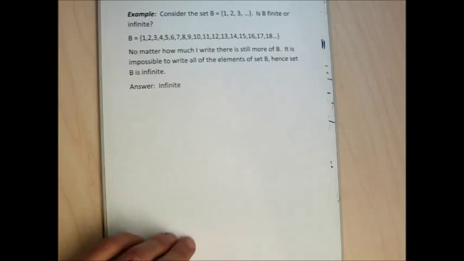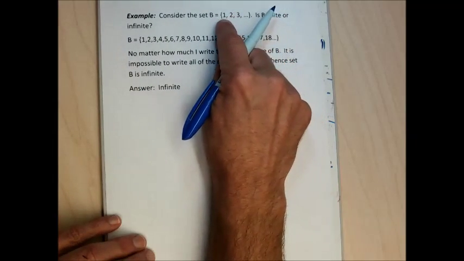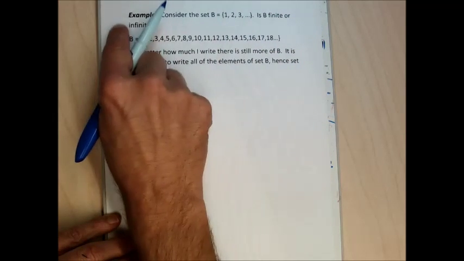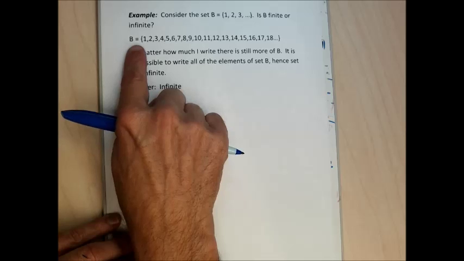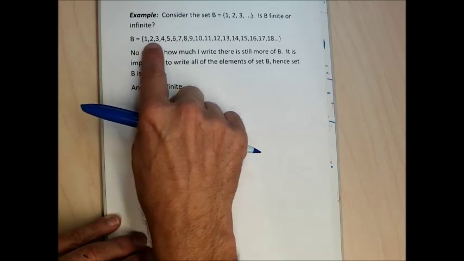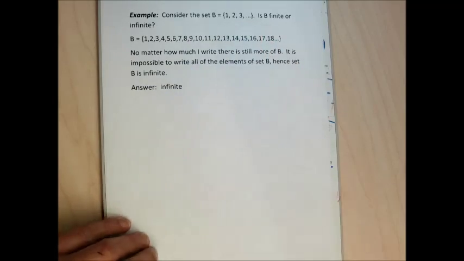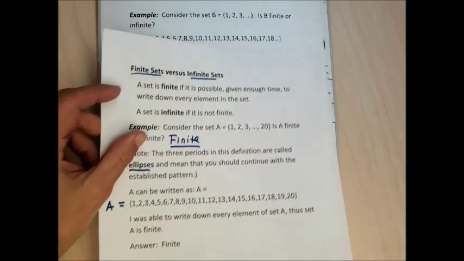On the next page, I give you set B. It says 1, 2, 3, dot, dot, dot. Is B finite or infinite? It's impossible to list all the elements of B. I can start writing what these dot, dot, dots mean, but that dot, dot, dot doesn't have a number capped at the end.